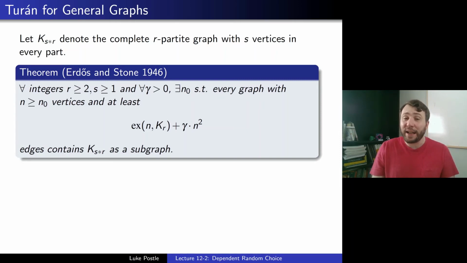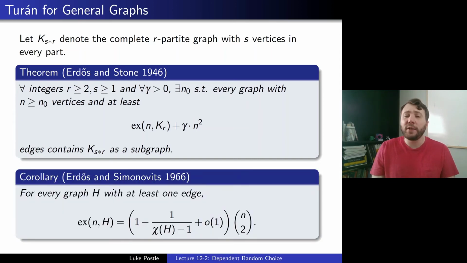Not only can you get a K_r, but really you can get a blow-up of K_r. So we can get this r-partite graph where there are s vertices in each part. We can blow up each vertex of the complete graph to size s. And what does that give us? Well, then an easy corollary of that, noticed by Erdős and Simonovits in 1966, is that for every graph H with at least one edge, the Turán number is (1 - 1/(χ(H) - 1) + o(1)) times n choose 2.